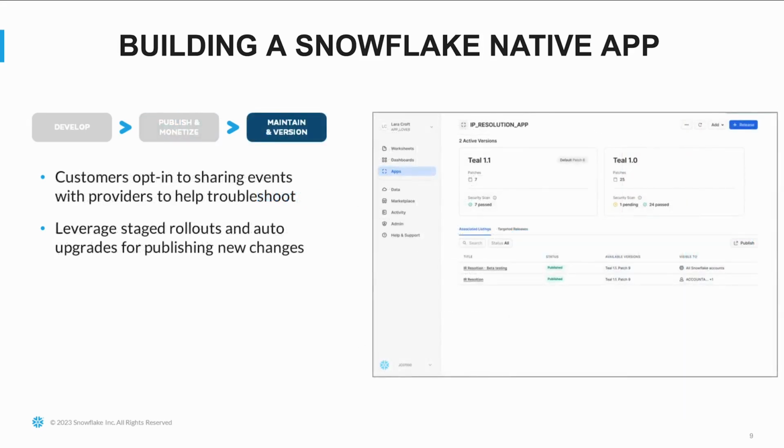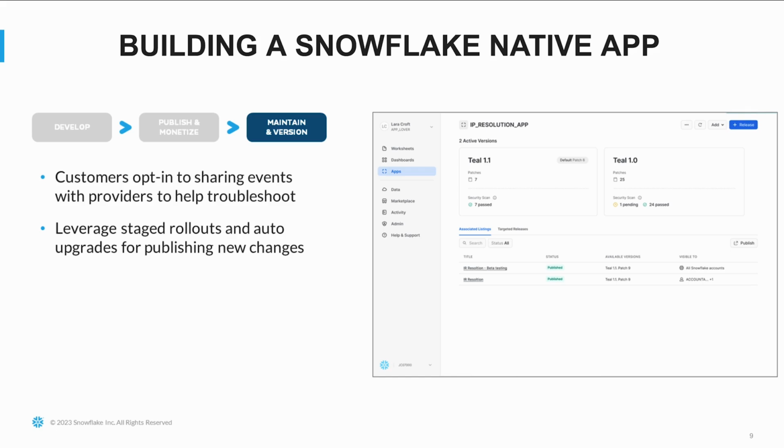And then as far as maintaining and versioning your app, customers can opt in to share events with app providers to help you troubleshoot anything that may not be working correctly in your native app. So let's say something is constantly crashing or there's a bug, and folks, end users, consumers here, they can share these logs, these events with you so that you can help maintain your app.